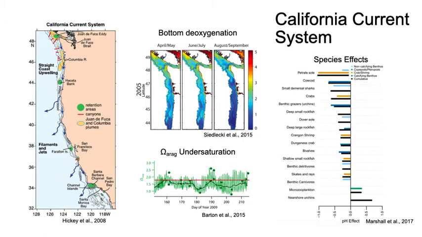We know that this region in the California current is already regularly experiencing low oxygen conditions and hypoxia, and of course deoxygenation at the same time. It also experiences undersaturation events right now in the modern, and it houses many important species and a vast ecosystem that is both culturally and economically important to the region.